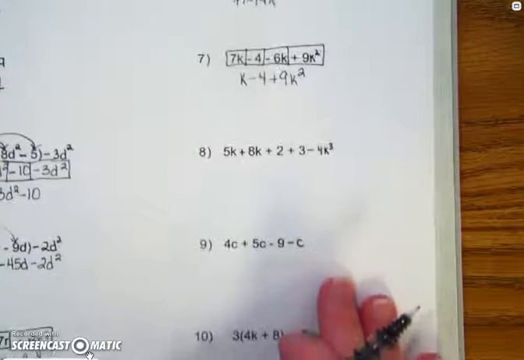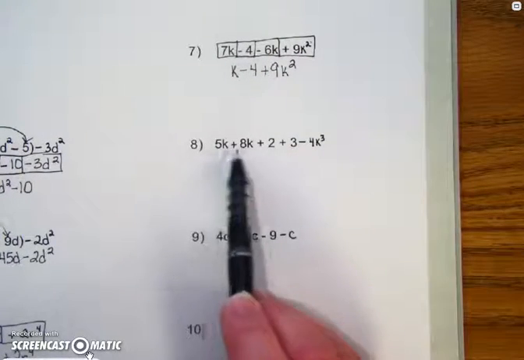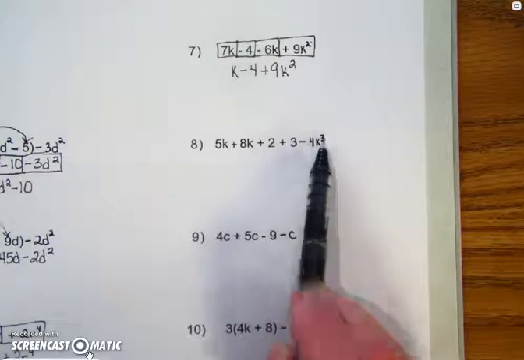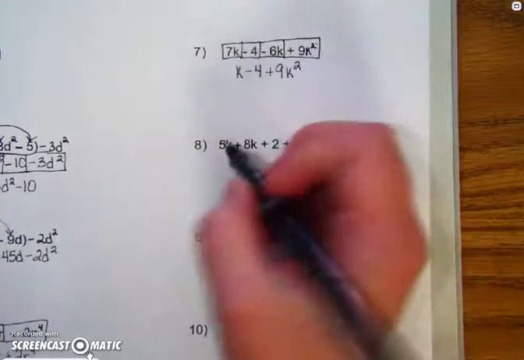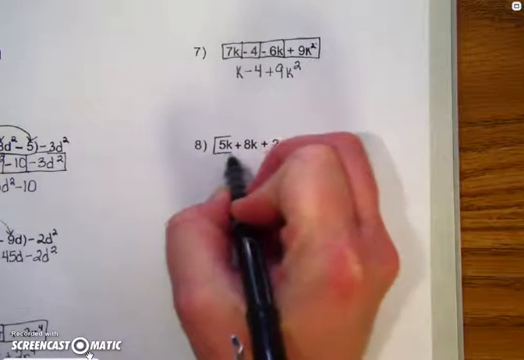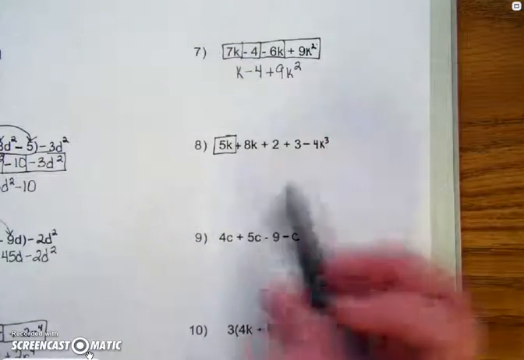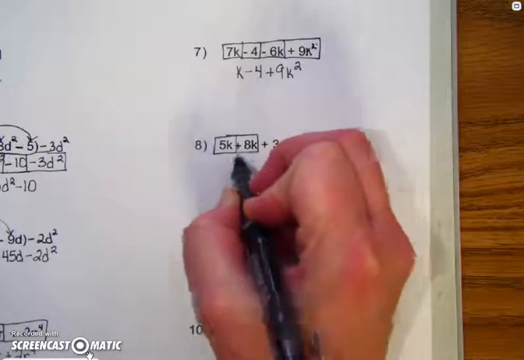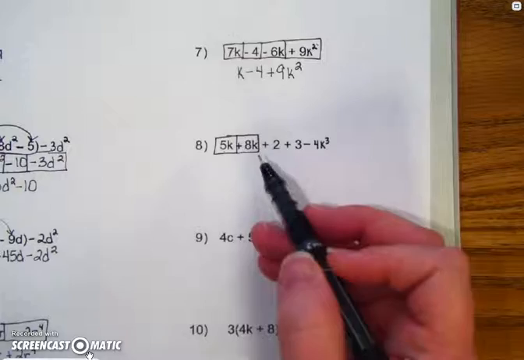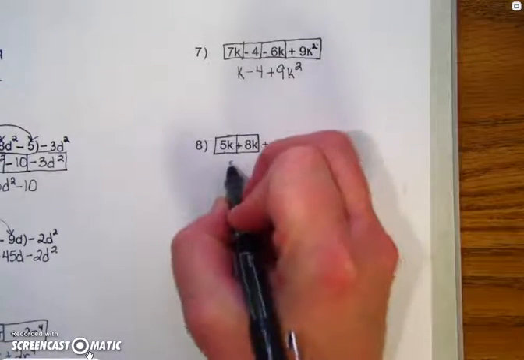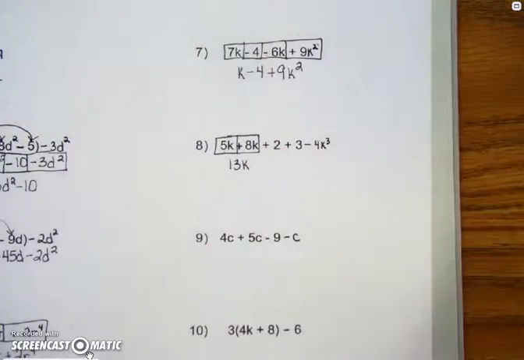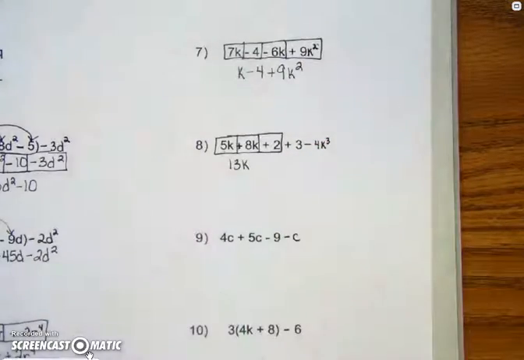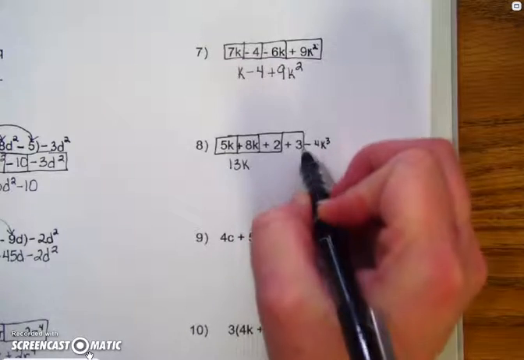All right, number 8. We have 5k plus 8k plus 2 plus 3 minus 4k cubed. All right, let's start with this first term. 5k, and we have another term, 8k, and those are like terms. So what is 5k plus 8k, Emily? 13k. And then we have our constant 2, and we have another constant, plus 3.